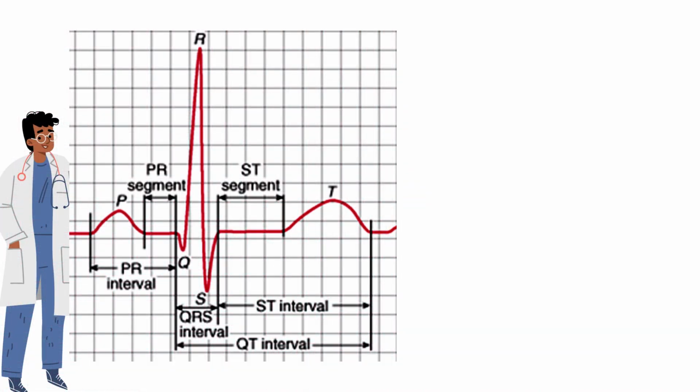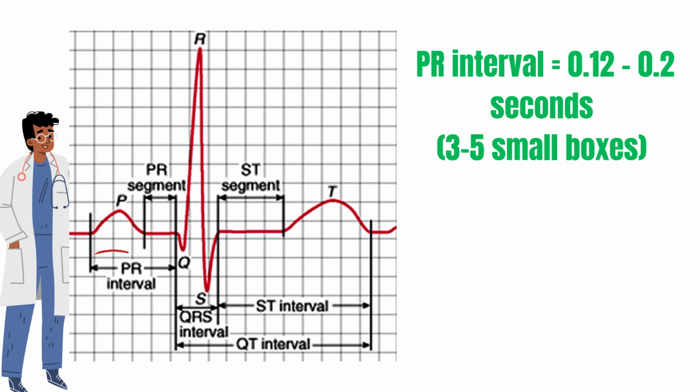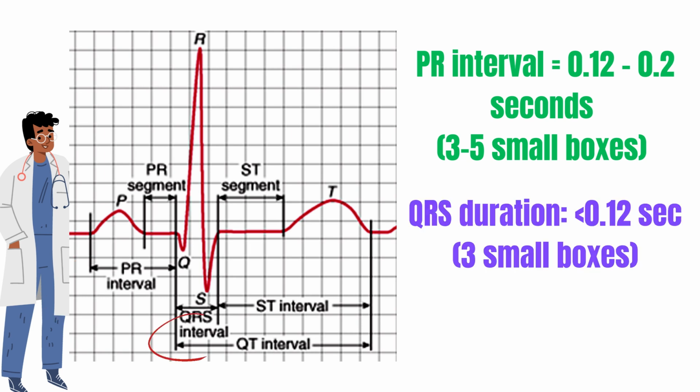Finally, look at the intervals. PR interval should be 0.12 to 0.2 seconds, 3 to 5 small boxes. QRS duration should be less than 0.12 seconds, 3 small boxes.